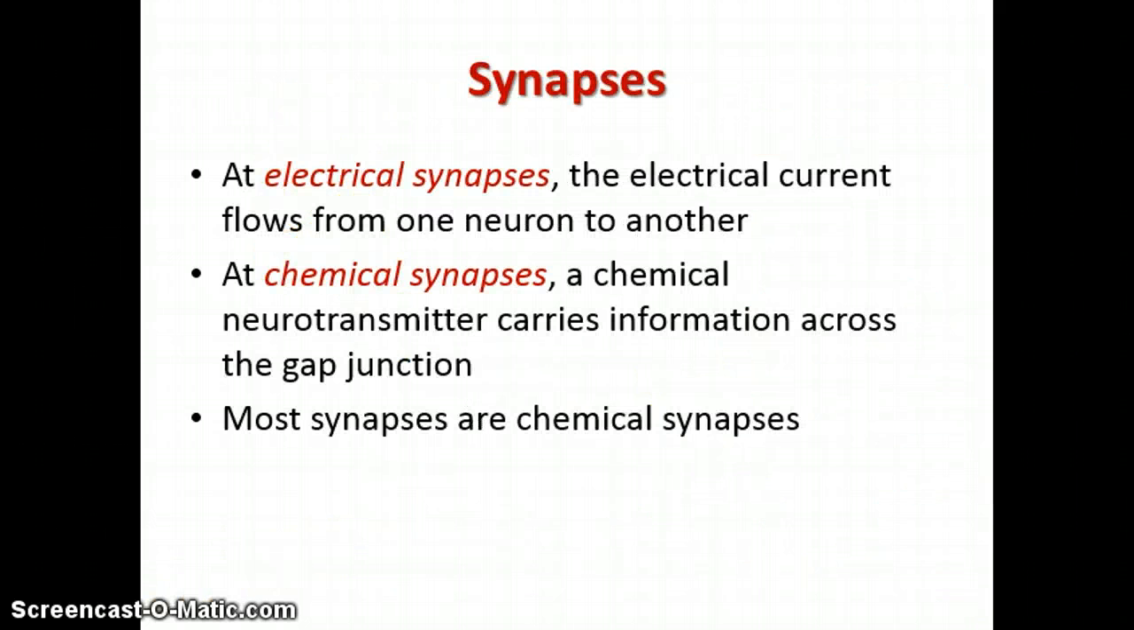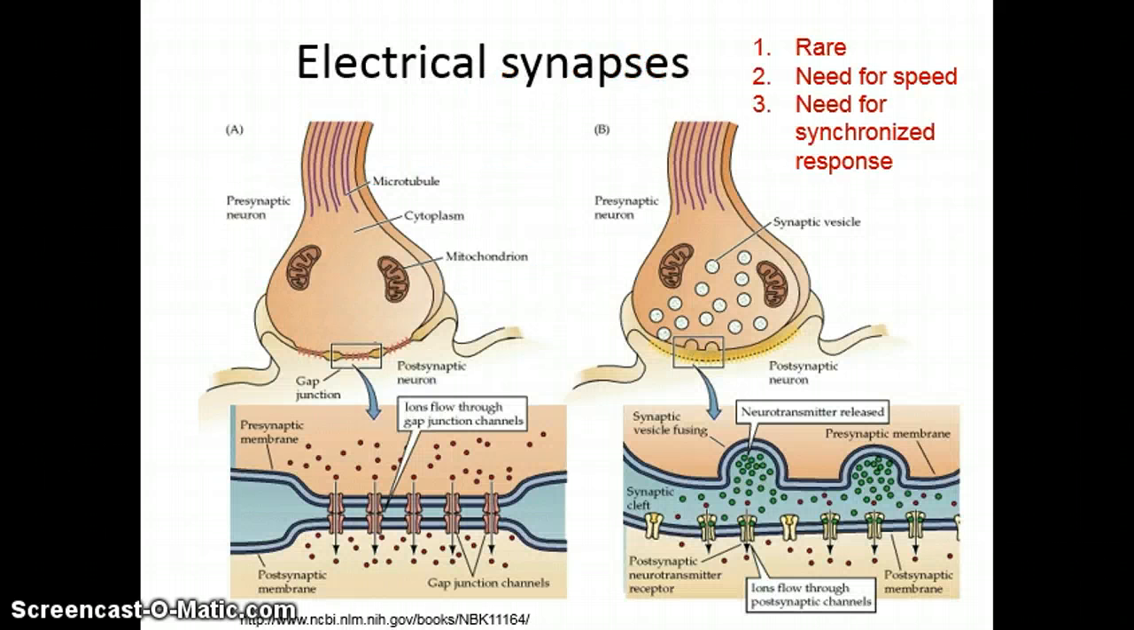We have either an electrical type of synapse in which the electrical current is going to flow from one neuron directly to another, or we're going to have a chemical synapse where a chemical neurotransmitter is going to carry the information across the gap junction to either another neuron or a different cell. Most synapses found, particularly in humans, are chemical synapses.